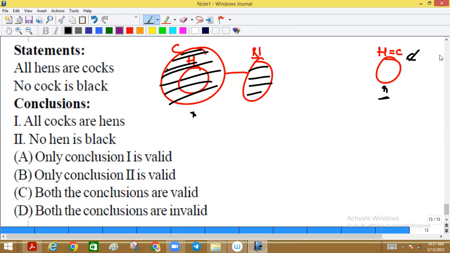Okay. In SSC they are not asking that, so leave it. Now come to the second one. No hen is black. Yes or no? When we say that whatever is there in the cock is not black, obviously where is the hen? Hen is in the cock only. So obviously the cock and black are completely unrelated. So your answer is that conclusion 2 is correct. So the answer is only 2 follows.